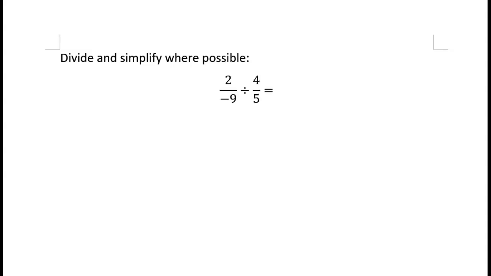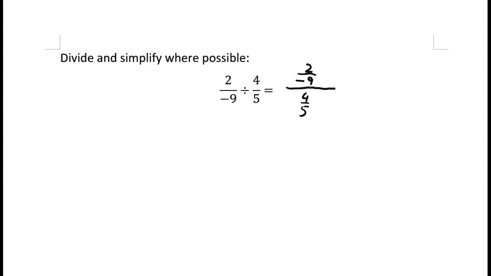Now in this example we want to divide two fractions by each other, and you see this division sign, but sometimes you also see it in a format like 2/-9 divided by 4/5. And this is actually exactly the same thing as writing it with this division sign.